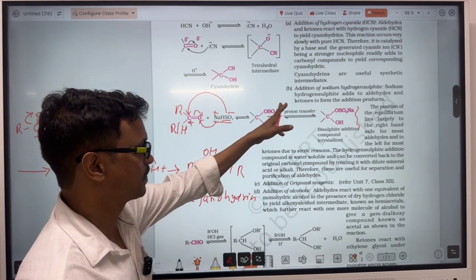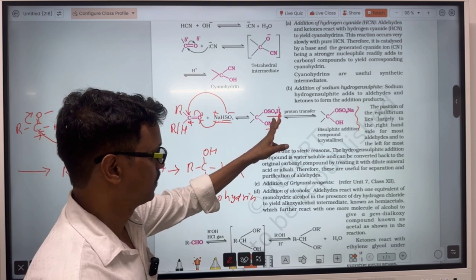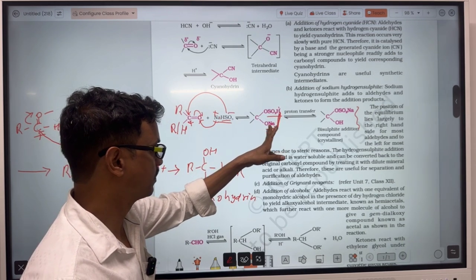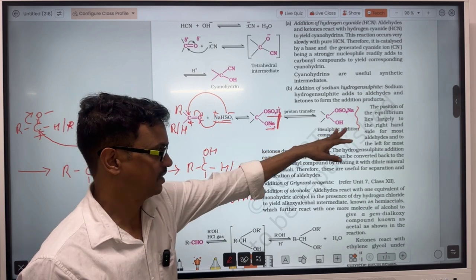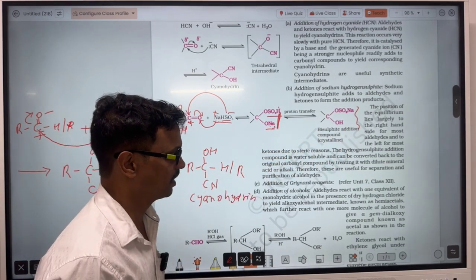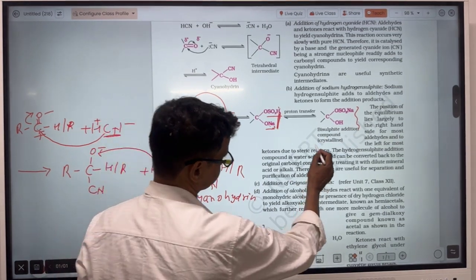After that, there will be an exchange between this hydrogen and the sodium. Sodium will go to the SO3H, and hydrogen will come to the oxygen, the OH. So this is formed, and that is the bisulfite addition compound, and it is a crystalline solid.